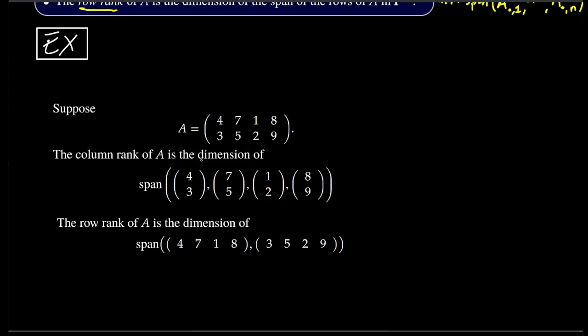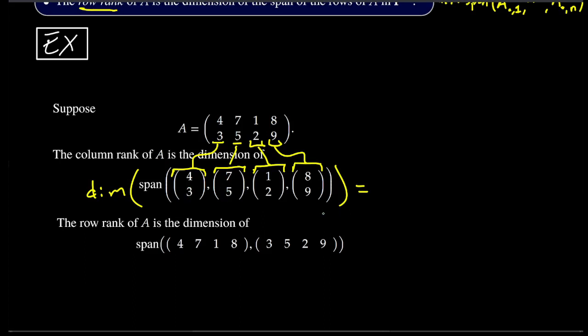Okay, column rank of A is the dimension of the span of the columns. So first column right here, second column right there, third column right here. And I am belaboring the point, but hopefully that is really pretty clear. So what is this? The dimension of the span of this is what? Well, let's look at the first two. Are they multiples of each other? That is, can you multiply 4 by something to get 7? Sure you can. You can multiply it by 7 over 4. But if you multiply 3 by 7 over 4, you certainly do not get 5. So the second one is not in the span of the first one.